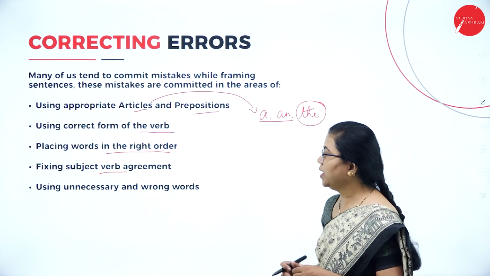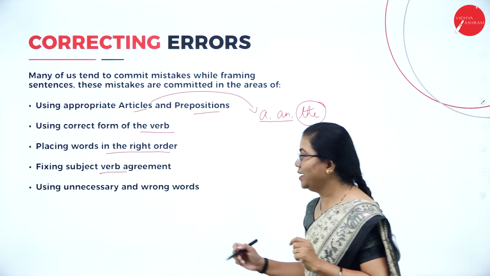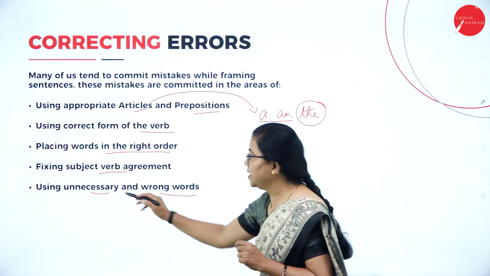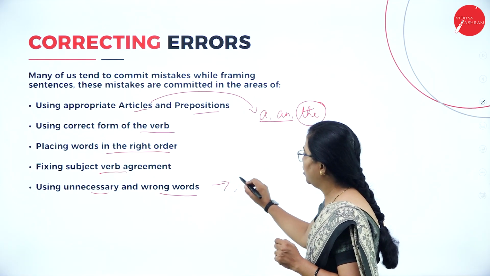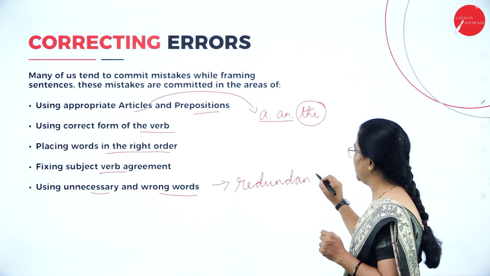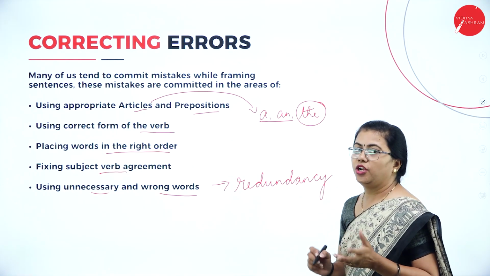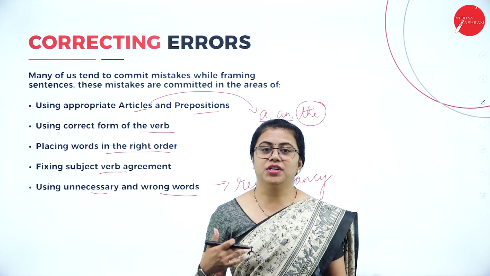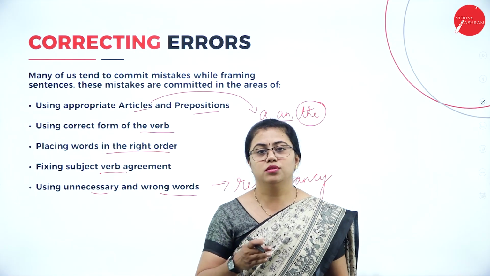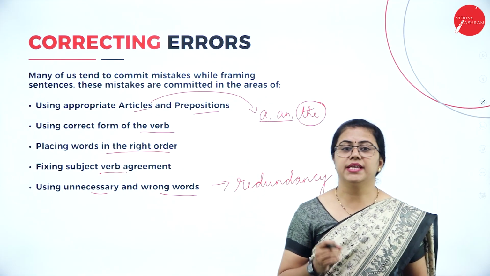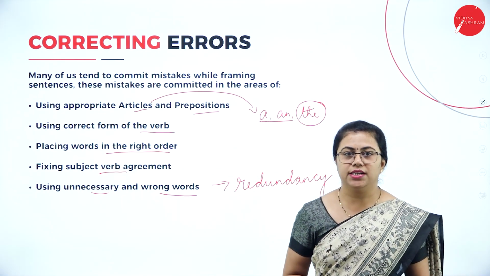The next one, we also tend to use unnecessary and wrong words. This unnecessary use of words is called redundancy. Redundant words we use, right? That we need to avoid in order to make our sentence better. Redundancy means words that give the same meaning, used together in sentences. Let us see a few examples and understand how to correct the sentences.